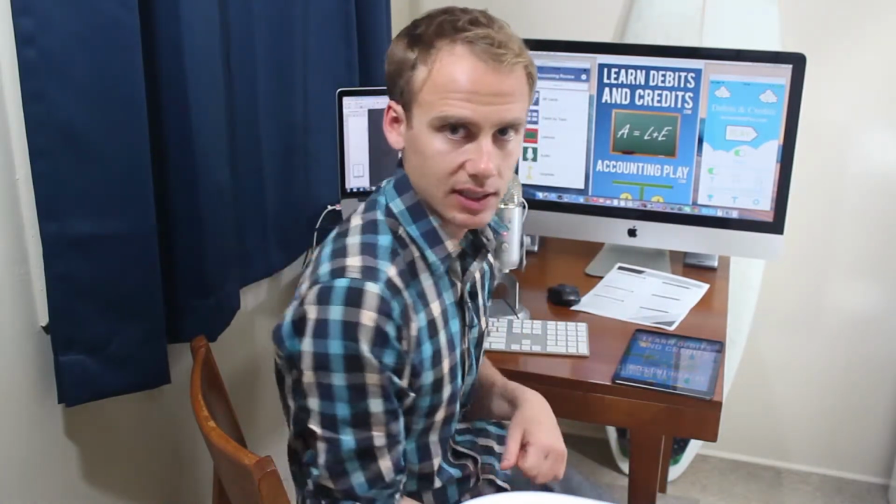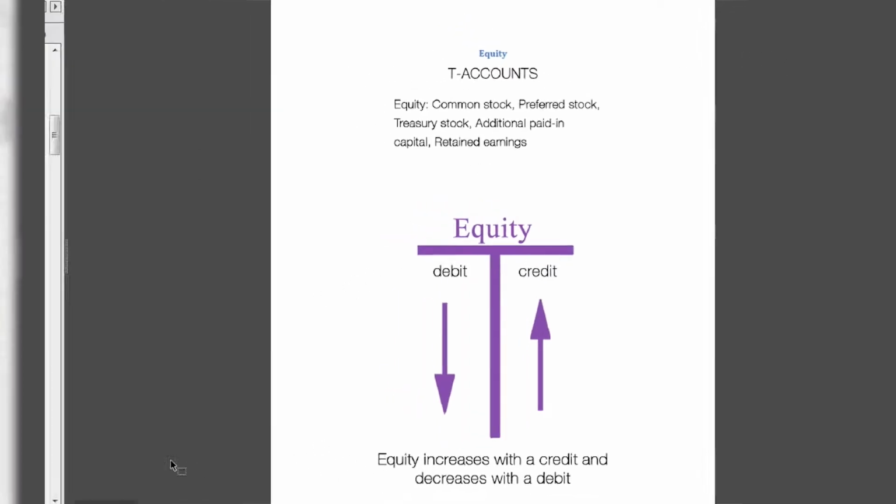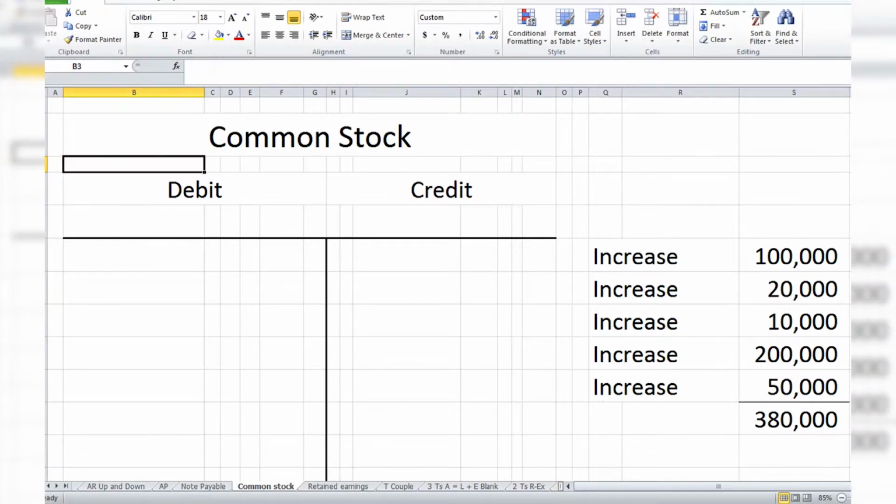Now, in debits and credits terms, you increase equity with a credit. So equity credits are good. Credits to retained earnings mean you've been making money. When you credit common stock, you've received cash in exchange for common stock. So let's just get right into the T accounts. Back into the T account world. Let's look at Excel and do some equity account transactions.